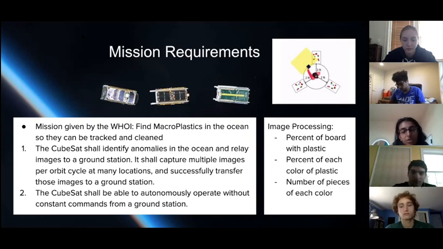And then once the image had reached the ground station, we ran image processing code on it to finally output the percent of area that was covered by plastic, the percent of each color of plastic, which in our case was red, green, and blue, and finally the total number of pieces of each color on the board.